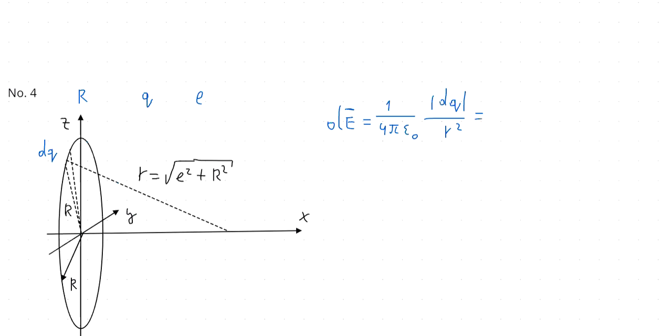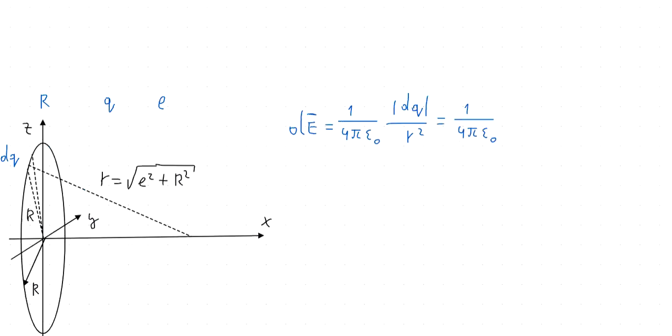Okay, so I can write that this is equal to 1 divided by 4 pi epsilon 0, and then the absolute value of dq, divided by the square root of L to the power of 2 plus R to the power of 2, all to the power of 2. Okay, do you have any questions about this?